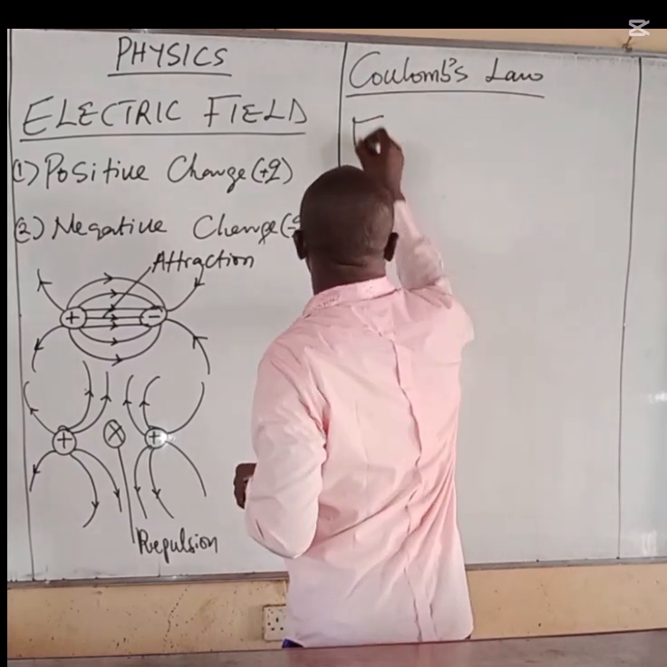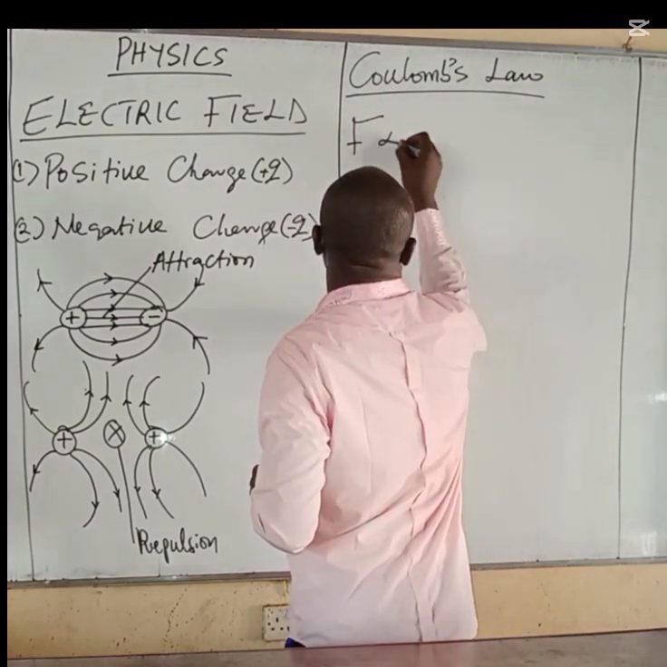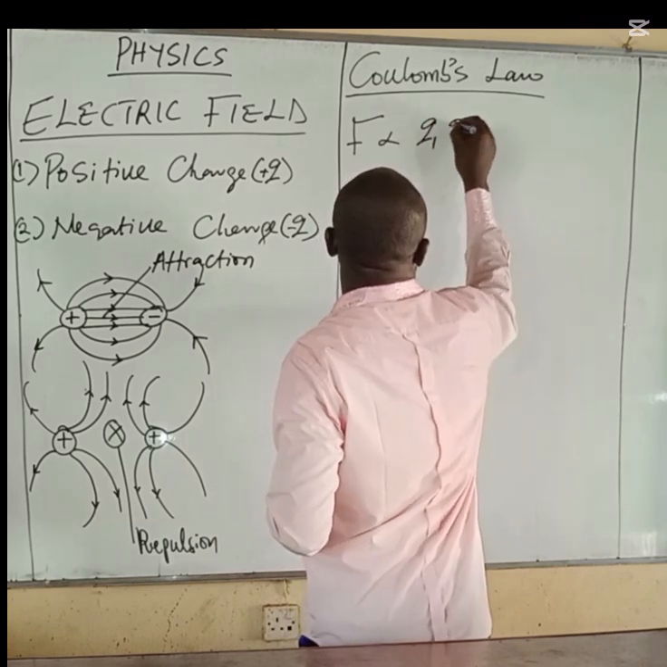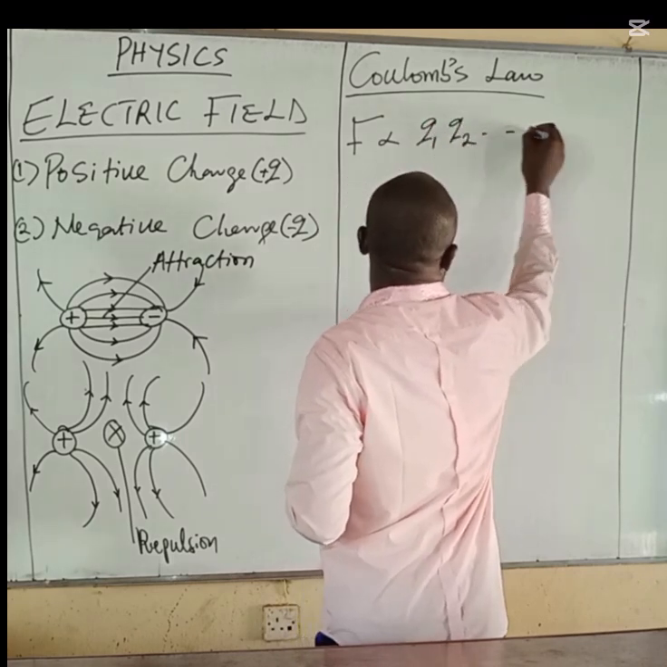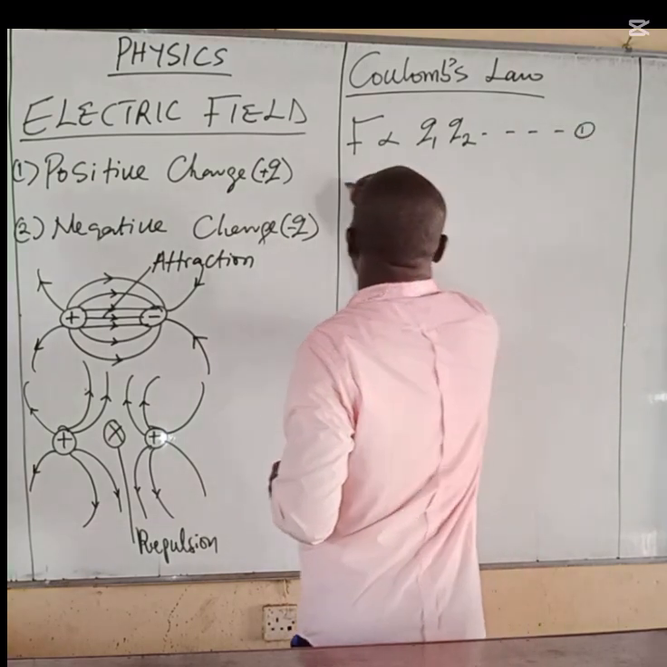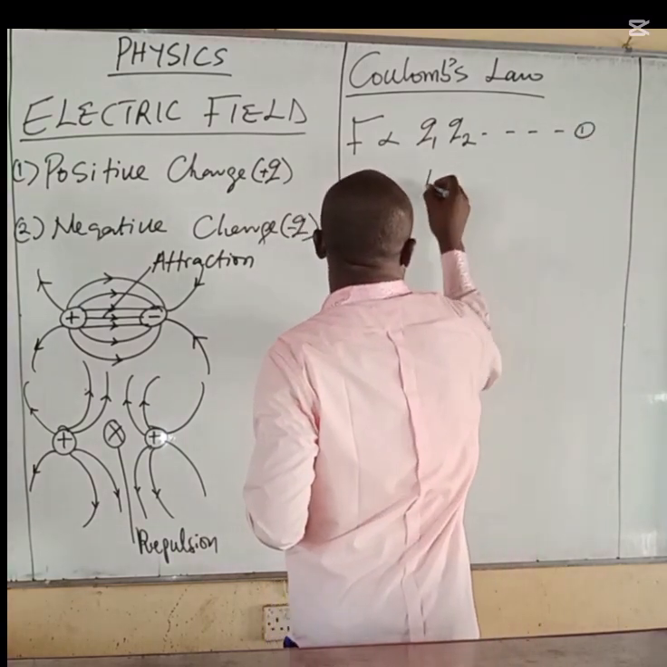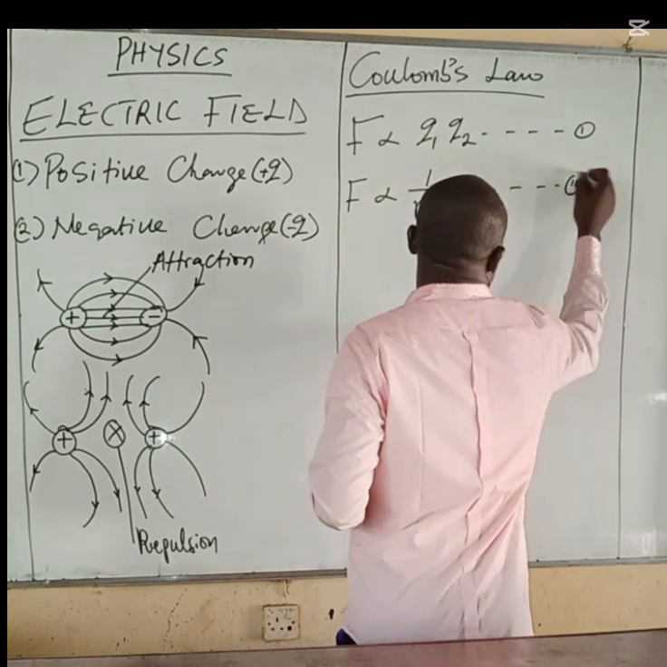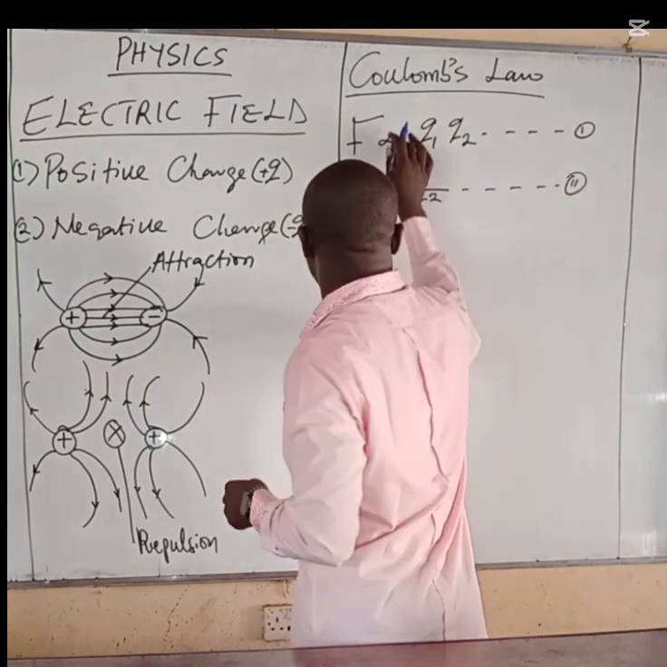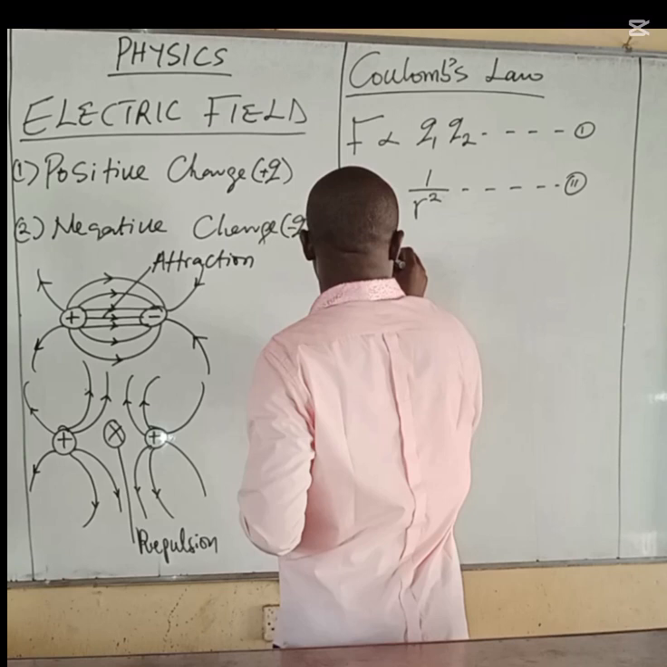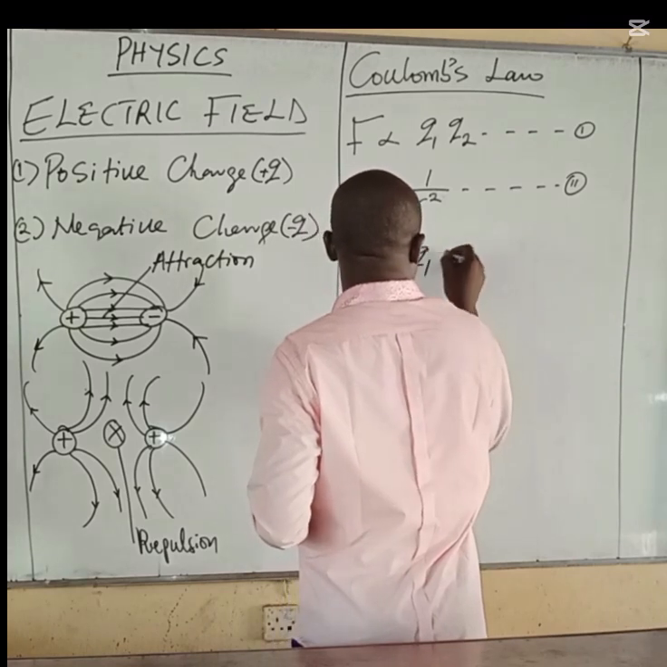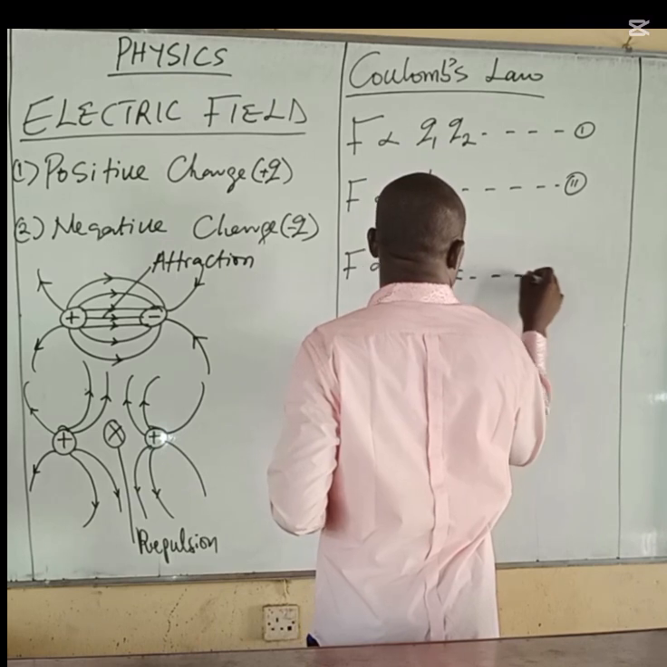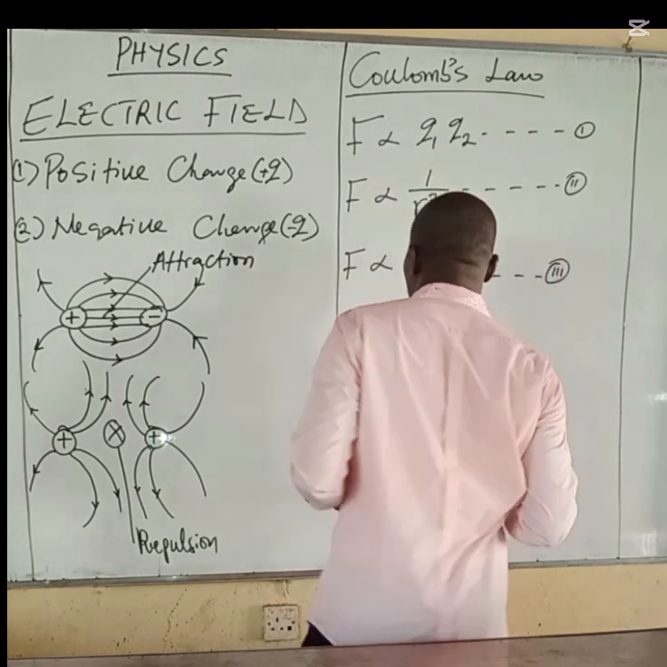So he says that the force of attraction or repulsion is directly proportional to the product of the charges Q1, Q2, and it is inversely proportional to the square of their distance of separation. I'll call that 2. If I combine equations 1 and 2, I have that F is directly proportional to Q1 Q2 all over R square. I'll call that equation 3.